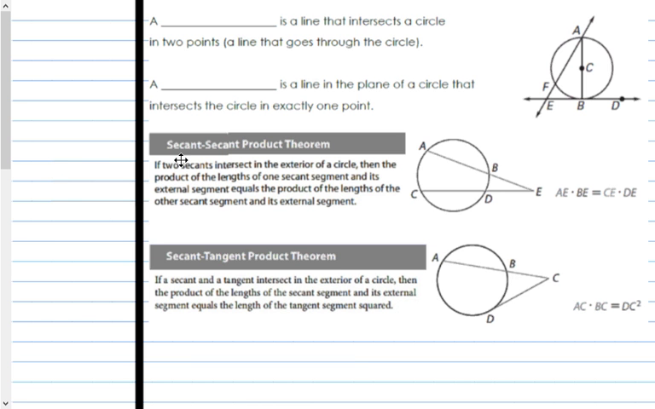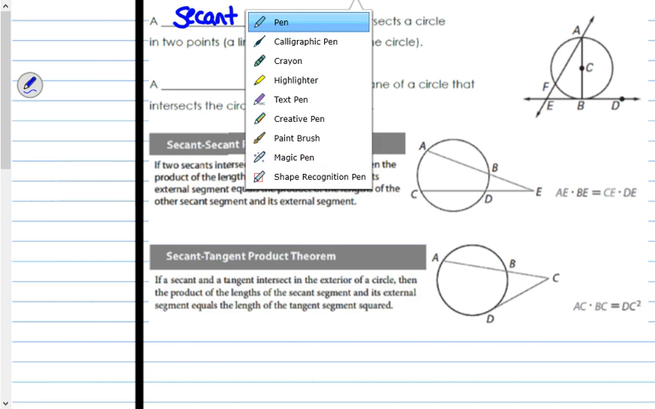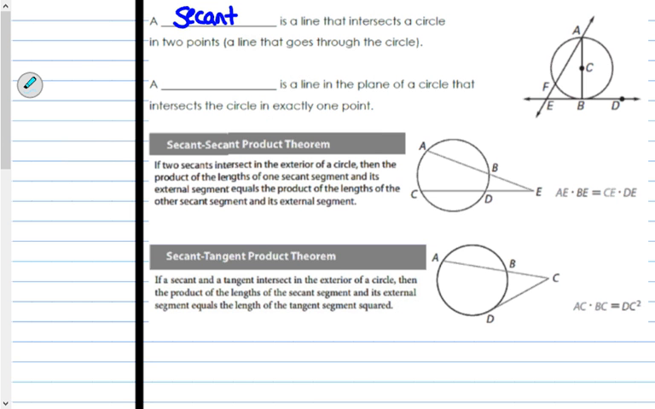Next up, a secant is a line that intersects a circle in 2 points, aka it's a line that goes through the circle. And this is an example of a secant. There we go. There's your secant. It's going through the circle.